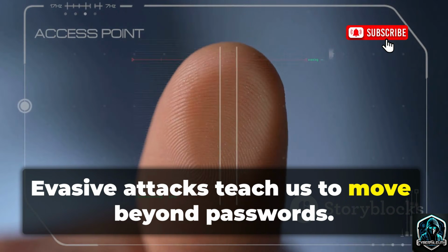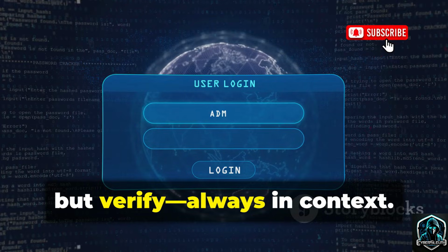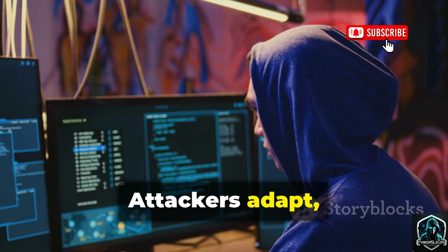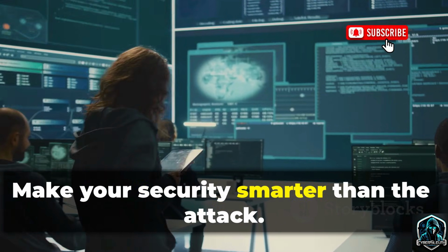Evasive attacks teach us to move beyond passwords. Trust, but verify, always in context. Attackers adapt, so must your defenses. Make your security smarter than the attack.